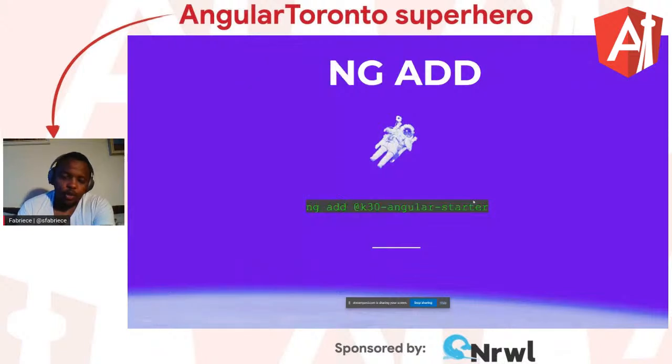All right, let's say I've already published my schematic on npm under k30-angular-starter. If you want to add this to your project, you have to run ng add and then the name of the library for it to be added to your project. I'm pretty sure you're familiar with this through other libraries like Angular Material, for example. These basically follow the same principle.